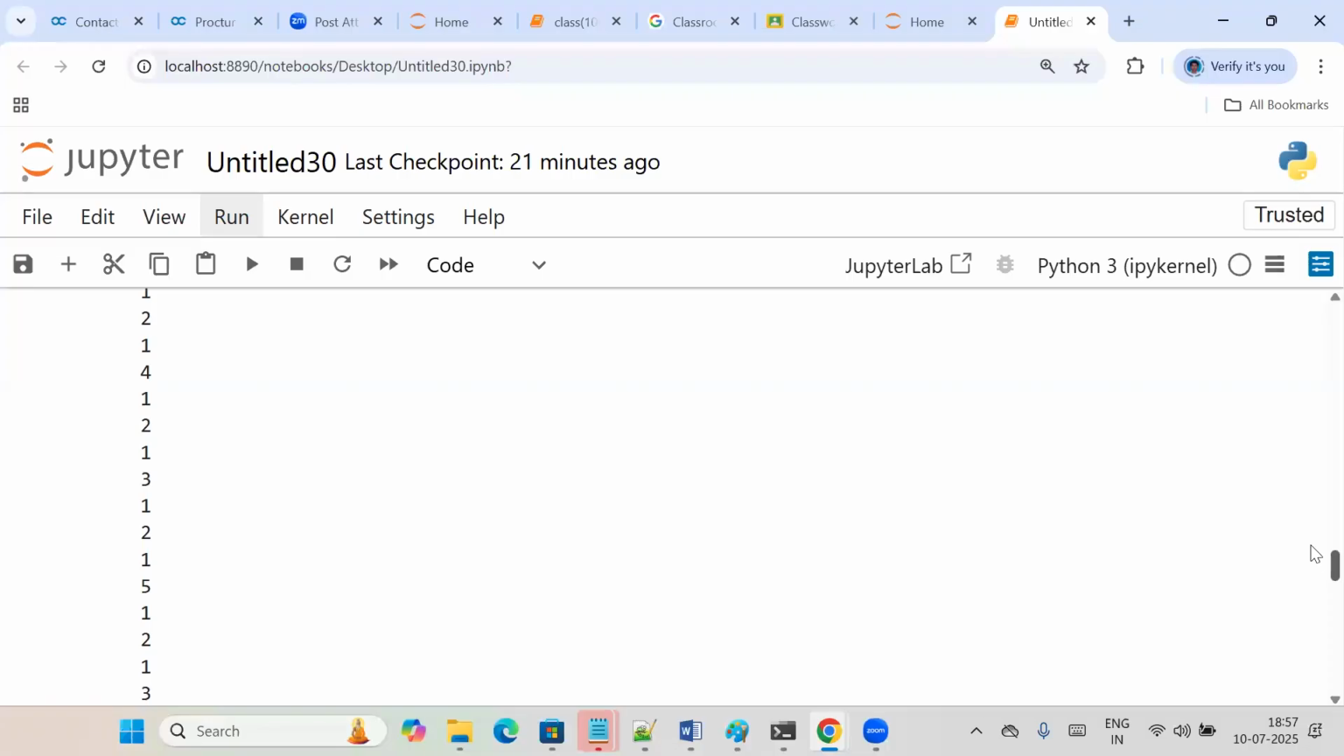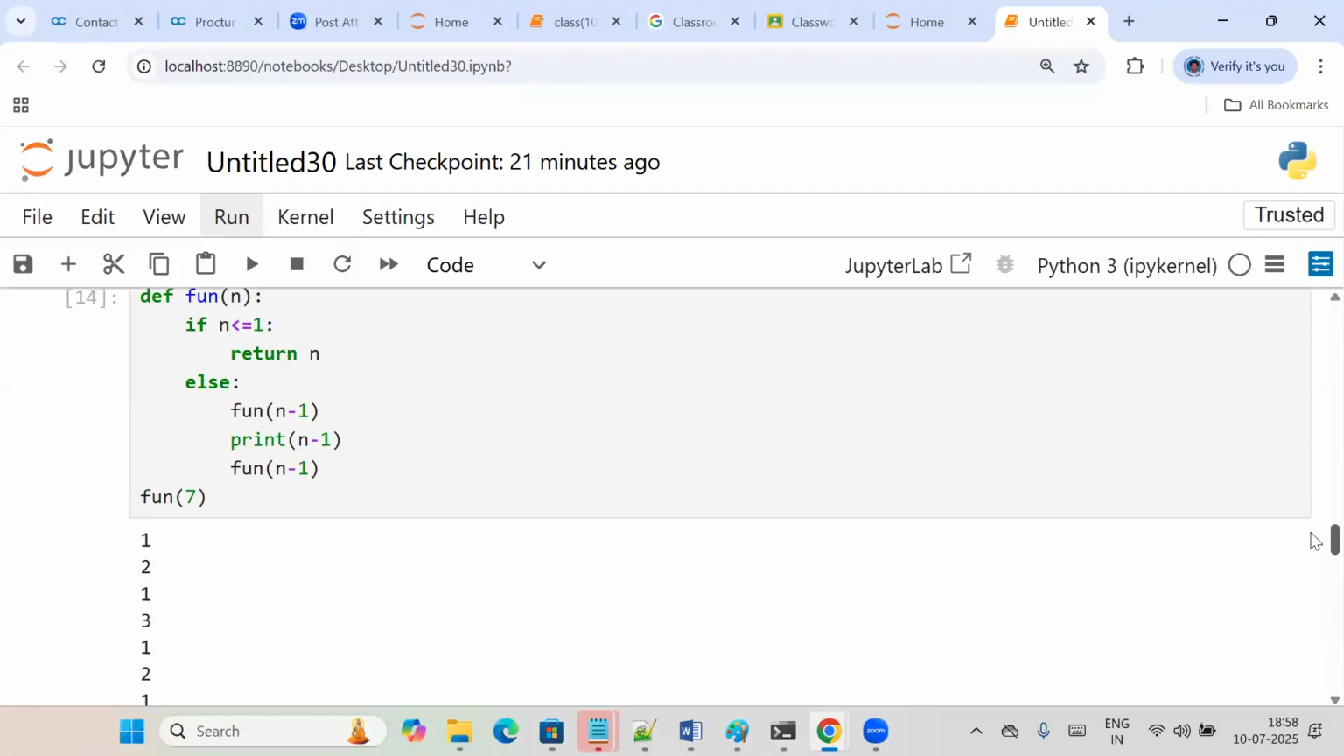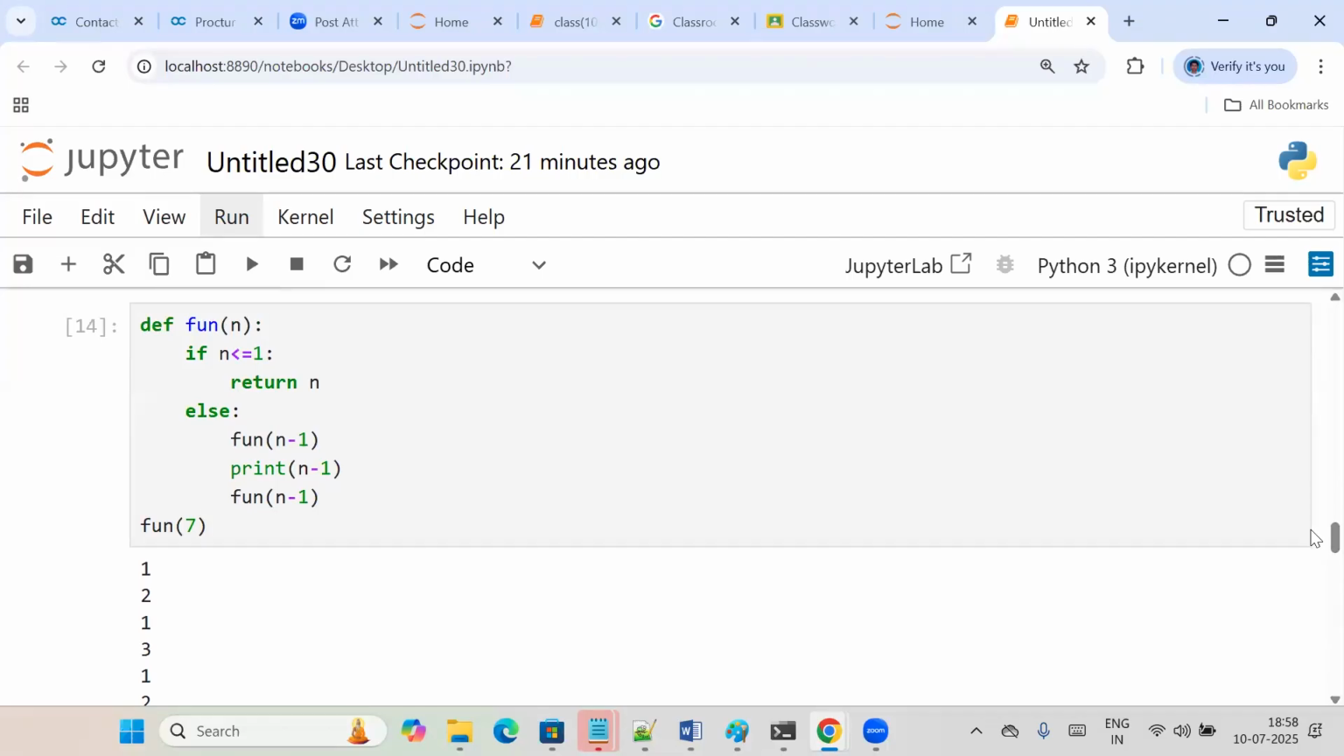See guys, how many times? 1 2 1 3 1 2 1 4. How many times? Check it and why you are getting this output. 63 times. 63 times, correct. How many people got this one? No one. Amazing.